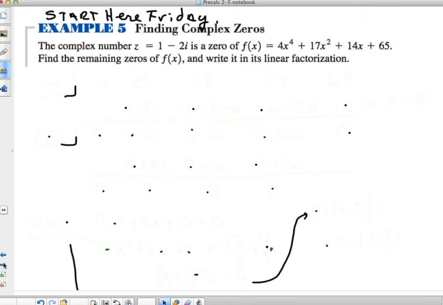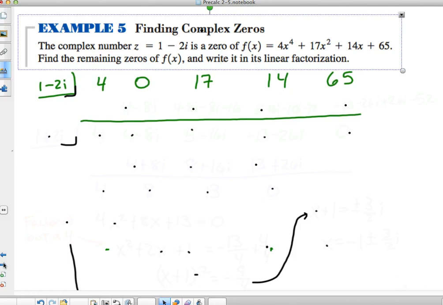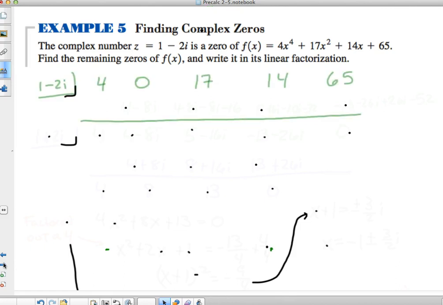Now, sliding on, next page. I know we have 2 start here Fridays. We didn't do this one. We didn't start here on that day. So I'm looking at my function. I got 4x to the 4th plus 17x squared plus 14x plus 65. I got a complex zero, and I write in 4. But I put in a 0 because I have a placeholder, because there's no x cubed value. Okay, I have to put in my x cubed 0. I got my x squared, my x, and my constant.